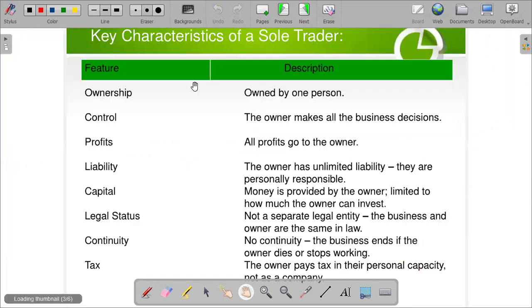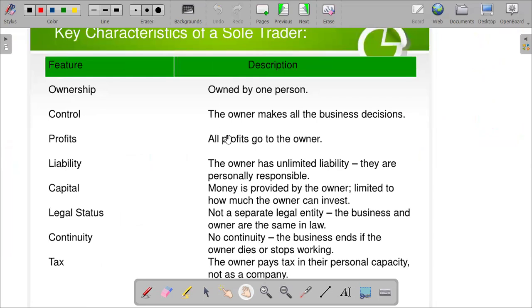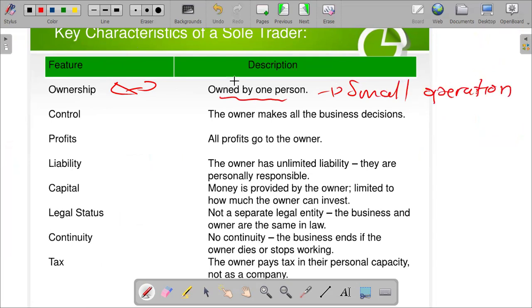So let's move on to the characteristics of a sole trader. As we said there, ownership, one person. Why? Small operation. Just say here, small operation. Just remember it like that. Why is it one person? Because it's a small operation. Control also by that one person. Why? Small operation. The owner makes all the business decisions because it's a small business. Profits, all the profits go to the owner because he's the only one who owns the business, right?